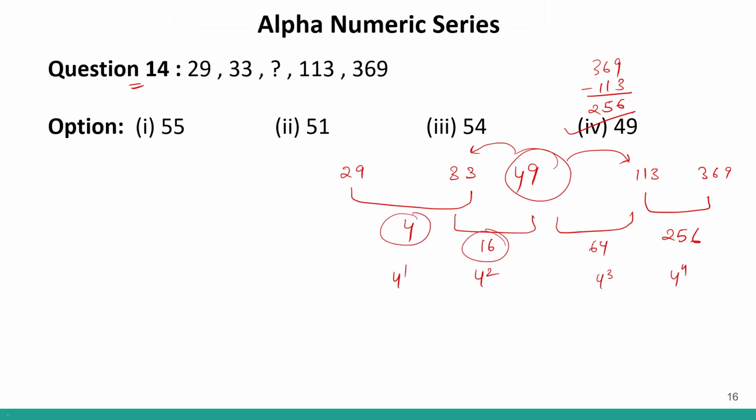Basically, we were adding powers of 4. So 4 to the power 1, 4 to the power 2, 4 to the power 3 and 4 to the power 4. Or you can simply say we were multiplying it by 4. Okay.